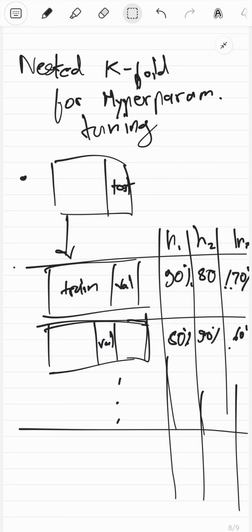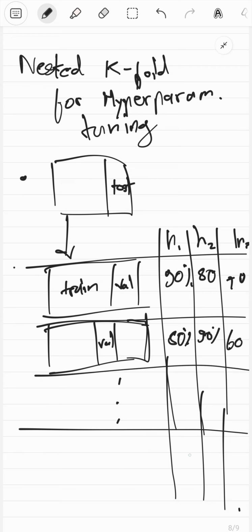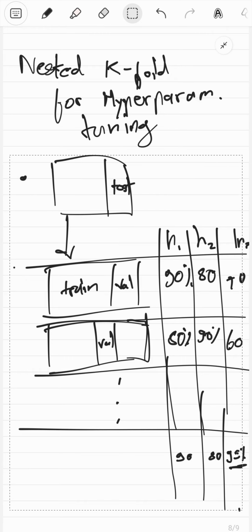So that's how you figure out the best hyperparameter value. Maybe you got something like 90% over here, 80% over here, and 95% over here. So you're obviously going to go with this one, and so that's h3, right? So I'm just going to do this whole thing over here.